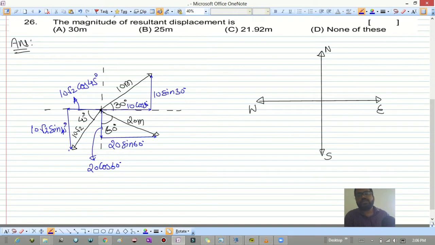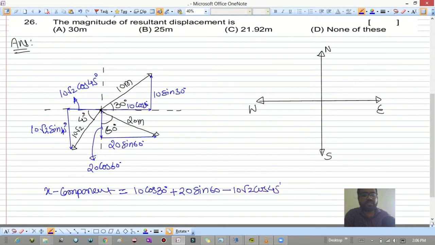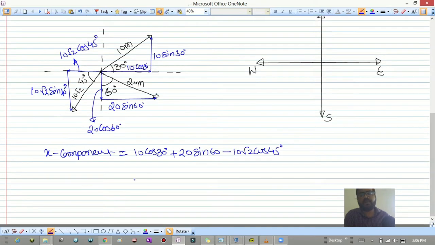So as you can see over here, you can write x component is equal to 10 cos 30 positive plus 20 sin 60 positive minus 10 root 2 cos 45 degree. Why minus? Because it is in minus x direction.